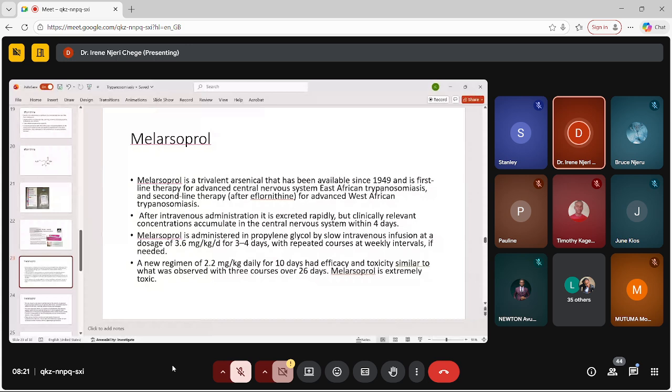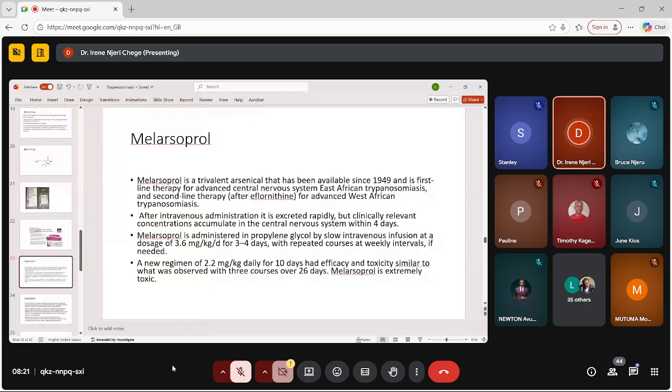This arsenic oxide reacts reversibly with sulfhydryl groups to inactivate proteins in the parasite. I'm saying most of this mode of action is suggested.